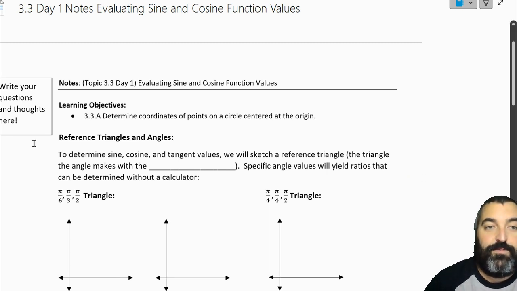Hello, everybody. Mr. Rubo here. Today we are talking topic 3.3, which is evaluating sine and cosine function values.